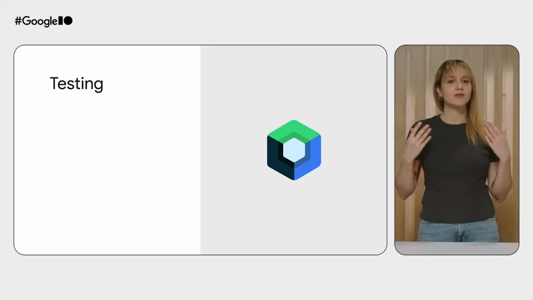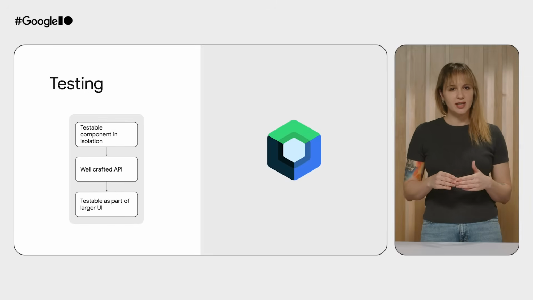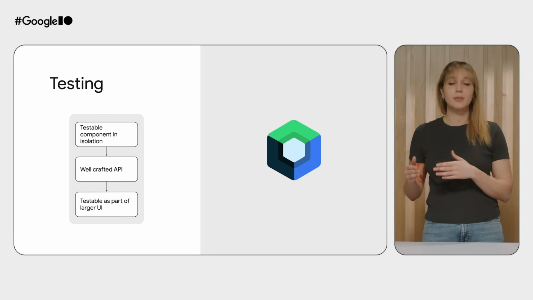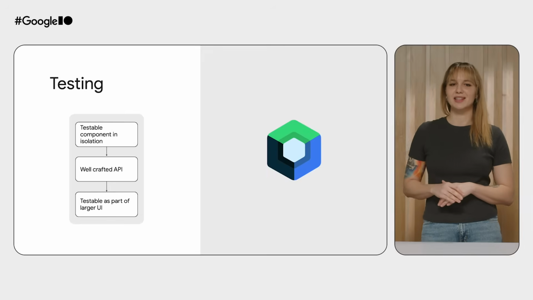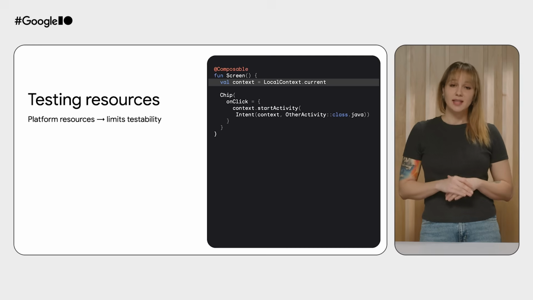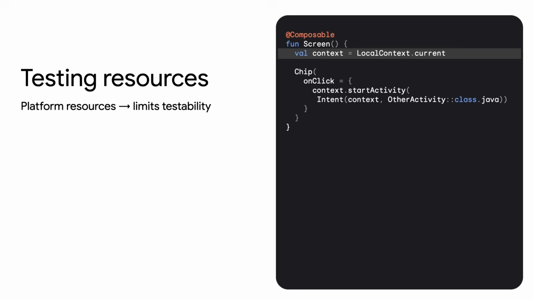When creating a new API, you should think about how it will be used for building UI as well as for testing UI. Checking how testable it is in isolation is a good indicator of a well-crafted API, which also makes it more testable as part of a larger composite component. Let's look at ways to maximize API testability. Does the component require platform-specific resources to work? For example, does it need a specific activity or context?